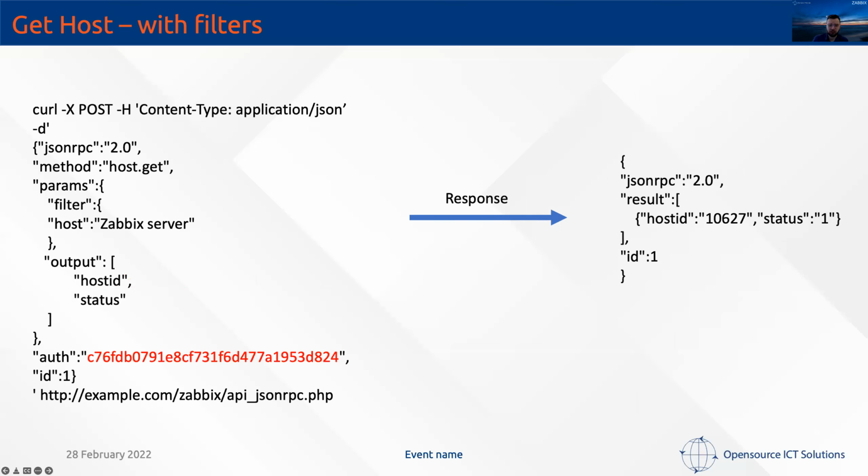So we can even specify more filters, for example, setting up an output filter. In this case, we'll do the same call with the same method, same authentication token towards the same target. But this time we add the output filter, where we specify that we only want the host ID and the status for the host Zabbix server. And then the response from our API will look like this. We can see JSON RPC, result, host ID, and status, only giving us what we requested.